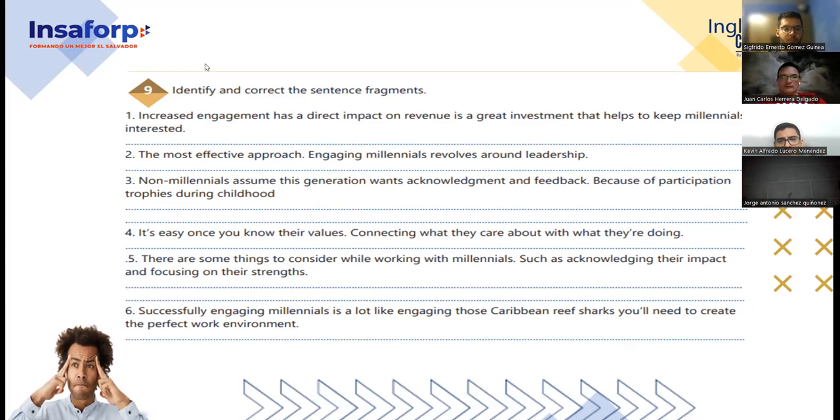Algunas cosas de considerar mientras trabajas con millennials, comma, tales como conocer el impacto, su impacto, y su enfoque en su fortaleza. So that is how we would say that in Spanish. If we use a period, we finish an idea and need to start a new one. But "such as" is an adverb, so we need to separate it with a comma. That would be the way in the sentence.